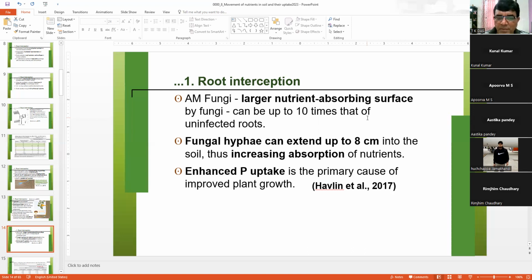Enhanced uptake is the primary cause of improved plant growth. So basically, they improve the phosphorus uptake, but that does not mean that they help in the uptake of phosphorus only. They also increase zinc, sulfur, and other nutrients uptake also.